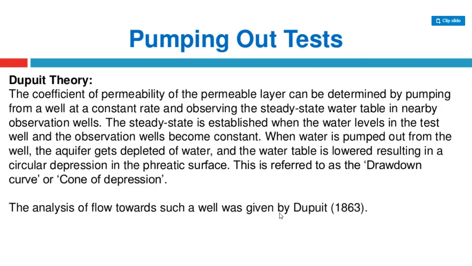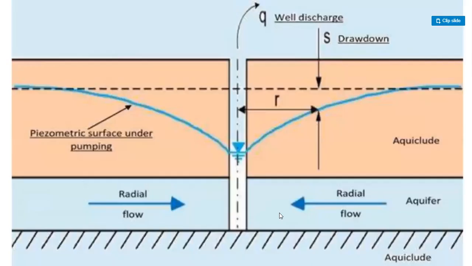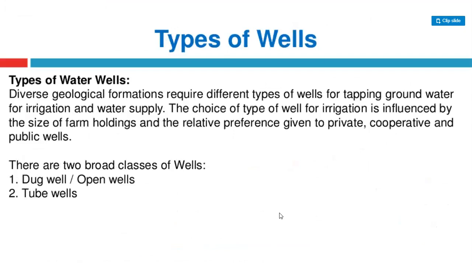So the pumping out test. This is the second topic. The pumping test assumptions are also part of the second topic. Types of wells. Types of water wells, guys. Diverse geological formations require different types of wells for tapping groundwater for irrigation and water supply. The choice of type of well for irrigation is influenced by the size of farm holdings and the relative preference given to private, cooperative, and public wells.